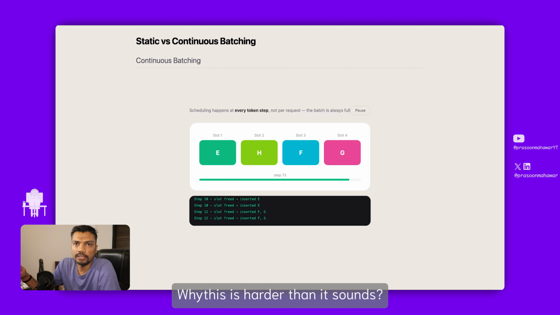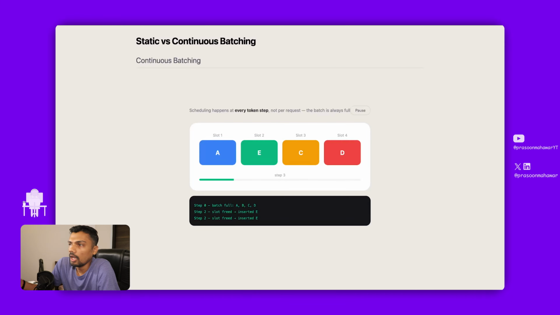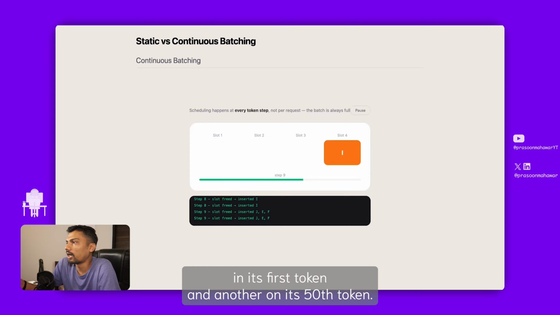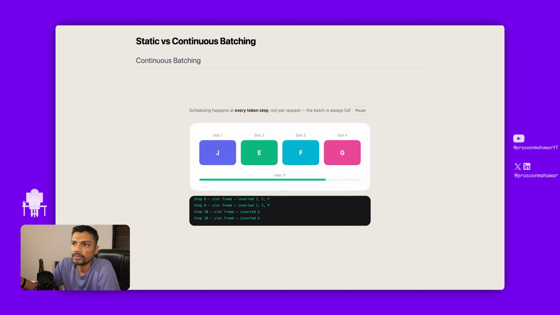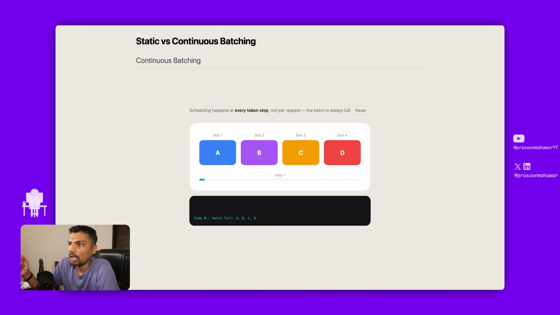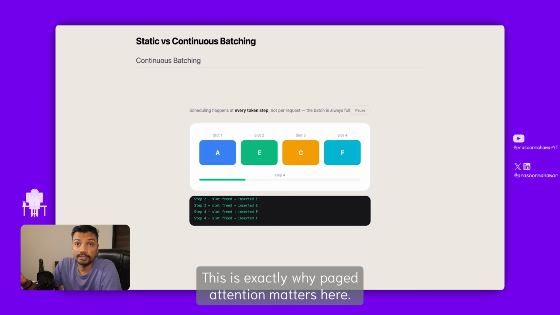Why is this harder than it sounds? Every sequence in the batch is now at a different position in its own generation. One request might be on its first token and another on its 50th token. That means each sequence needs its own KV cache at its own length, managed independently. This is exactly why paged attention matters here.